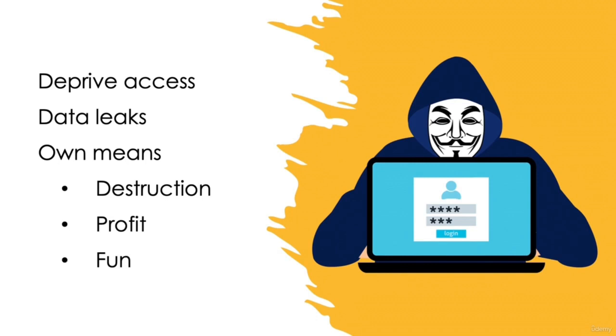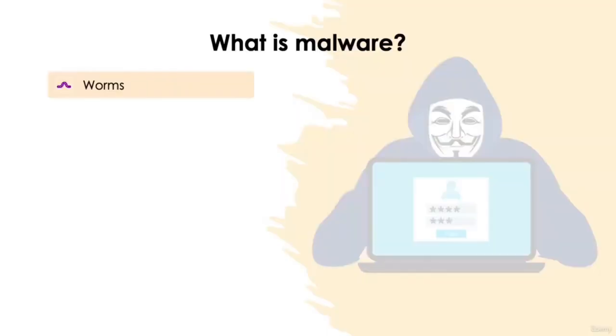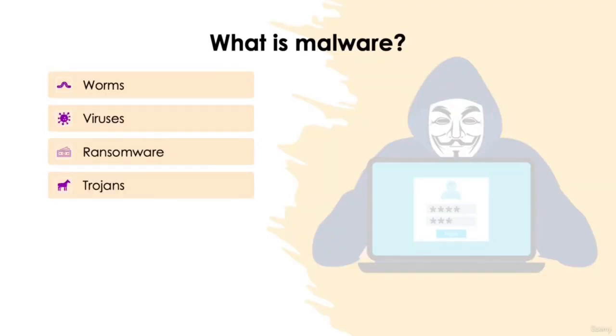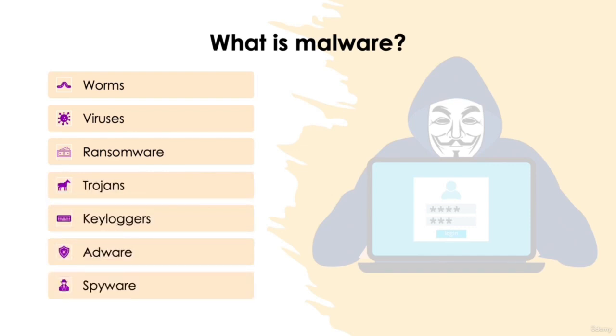There are various types of malware, each having different methods and intentions. Some of the most common types include worms, viruses, ransomware, trojans, keyloggers, adware, and spyware. The most common types of attacks are from the former: worms, viruses, and ransomware.